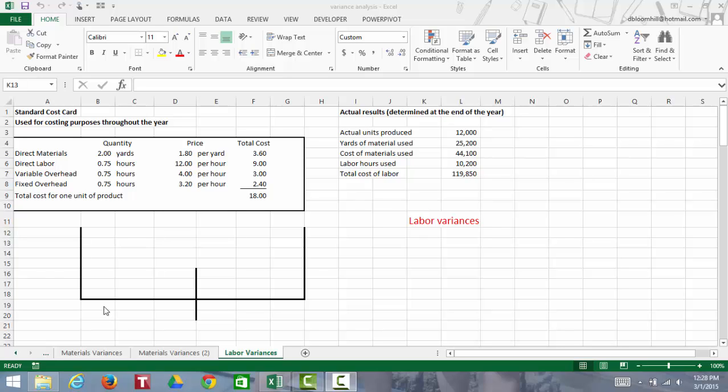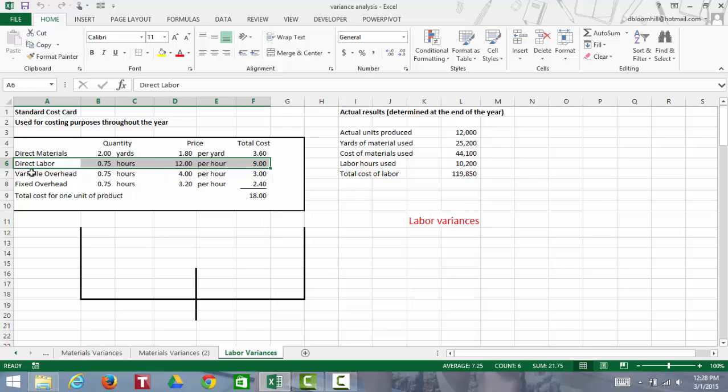In this video, we're going to learn how to compute direct labor variances. First, before we go into the model, I'm going to direct your attention to the standard cost card. The standard cost card, once again, is our standard or our budget for 1 unit of output. For this example, we're going to focus on one line over here, our direct labor.